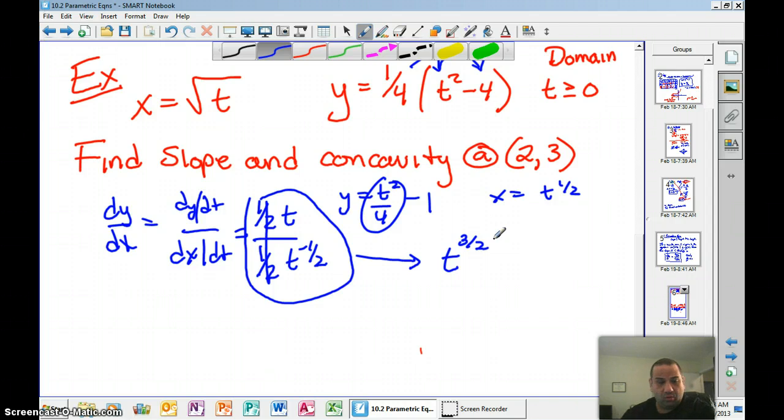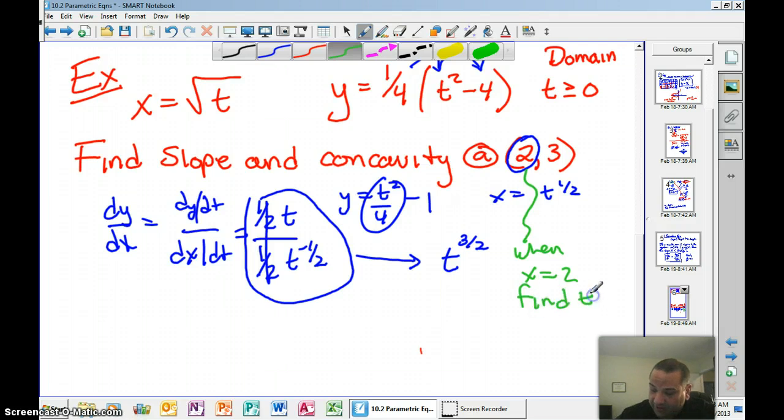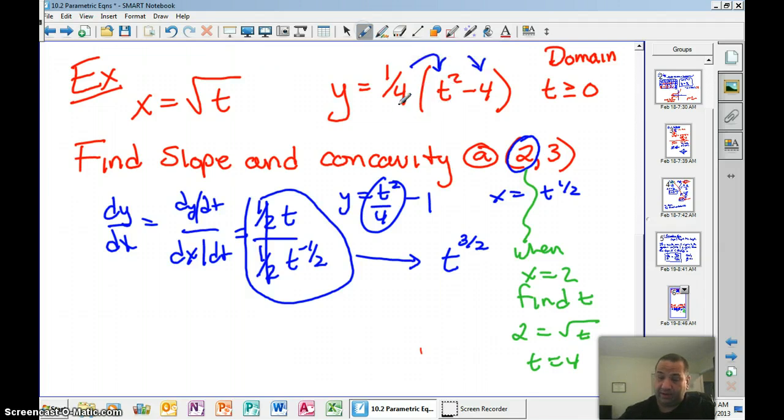Now, we want to know when x equals 2. All right? So when x equals 2, well, we have to find t. So I'll use this equation. 2 is equal to the square root of t. t must be 4. So you go back to the original equation, use the 2. I could have used the 3 and the y to get the t, doesn't matter. But that equation is much more complicated here.